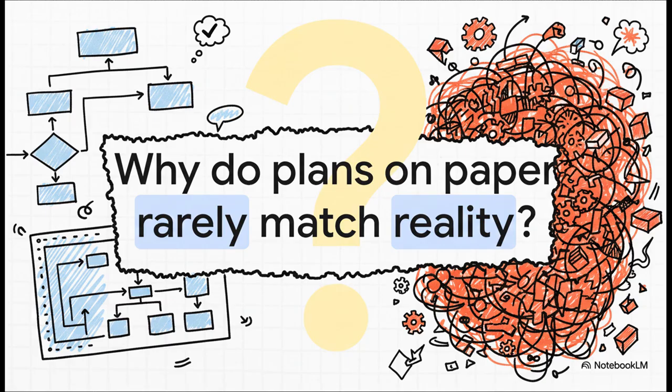You've got this perfect process map, right? A beautiful flowchart. But the second it meets the real world, chaos. Why is there always such a huge gap between the plan and what actually happens? That's the exact problem we're going to tackle.